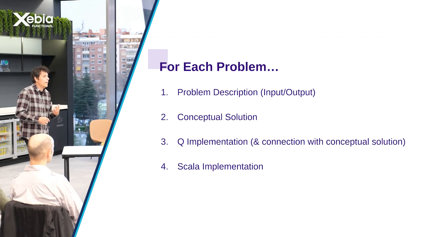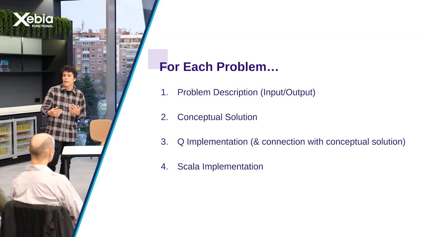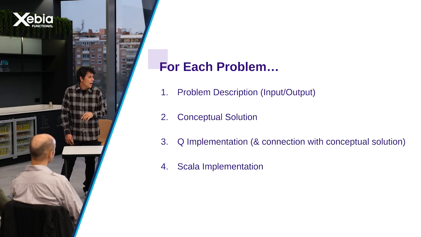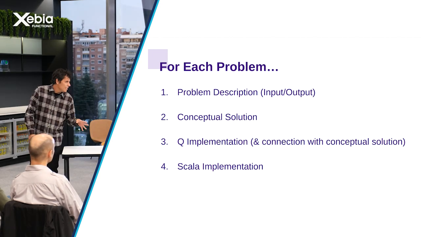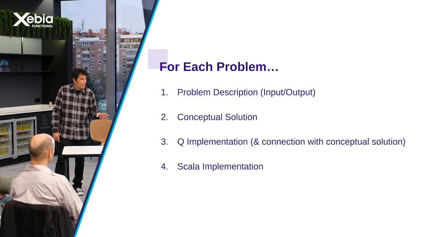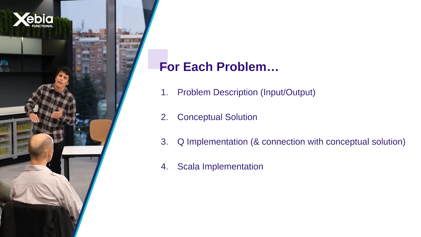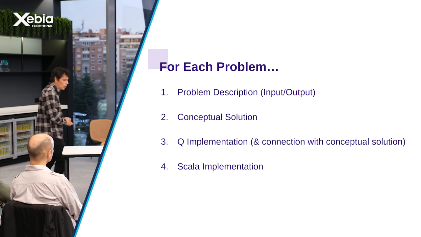Then I'm going to show the Q implementation, where we are going to see that it's pretty connected to the conceptual solution from the previous point. And finally, I'm going to show the Scala implementation. The objective is not to compare Scala with Q, but the objective is more in the line of using Scala as a vehicle to show the underlying patterns that are in Q. Okay?